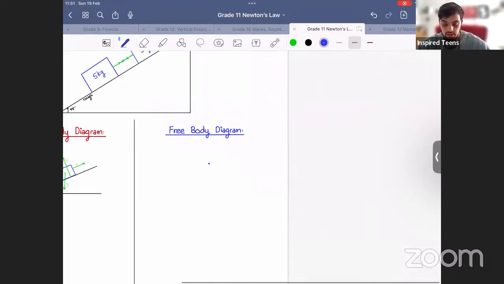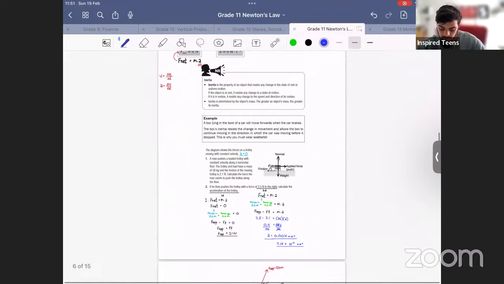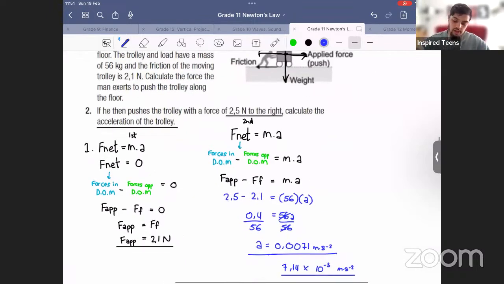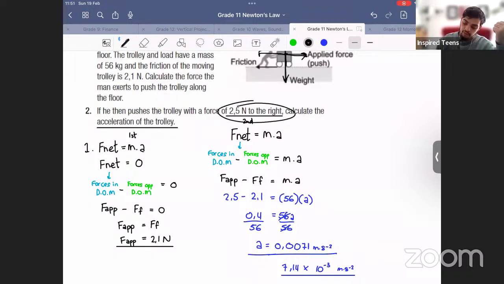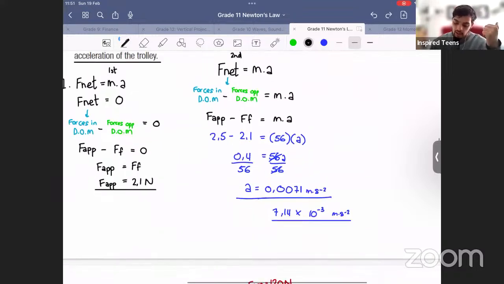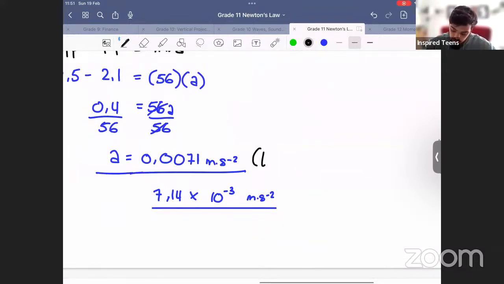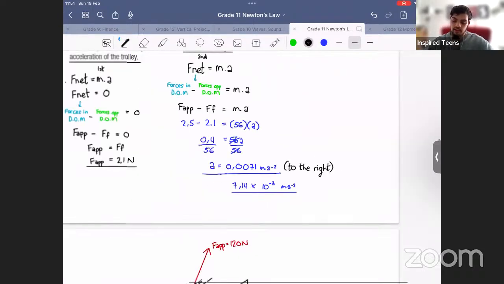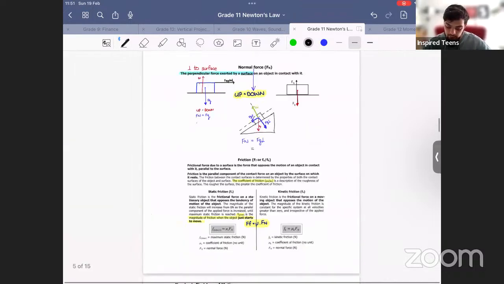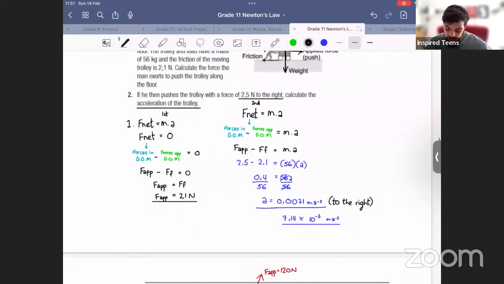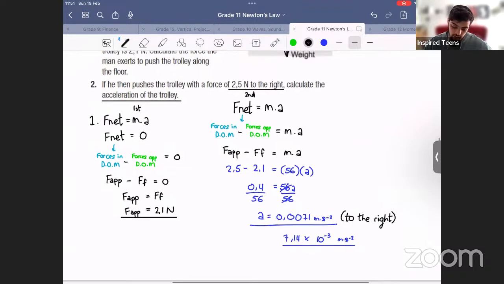Hey, that's a good question. Thank you so much for that. The question was, should we put direction? And the answer to that is yes for this acceleration question. Why? Because acceleration is a vector quantity. So if he then pushes the trolley with the force 2.5 newtons to the right, calculate the acceleration. Our answer will need to be this, to the right. Okay, thank you so much for that. I totally forgot about direction. Because it is a vector quantity, it needs to be to the right.